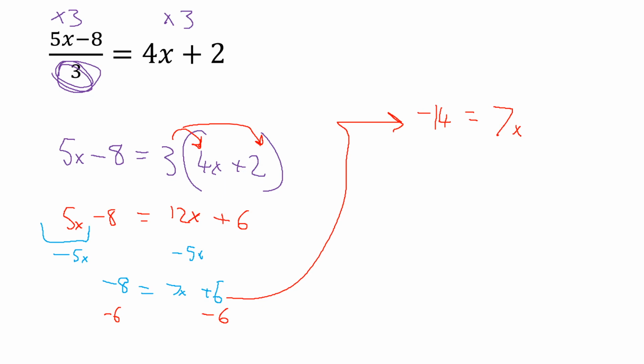And finally, this is in front of the x, so we need to divide by 7 on both sides. What is 7x divided by 7? 1x. What is minus 14 divided by 7? It's equal to minus 2. And so therefore our final solution is x is equal to minus 2.